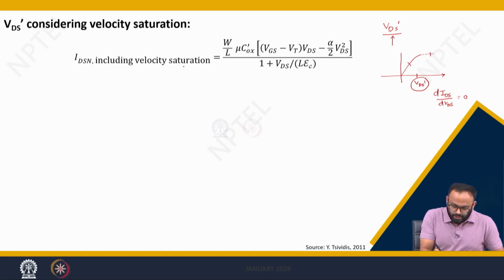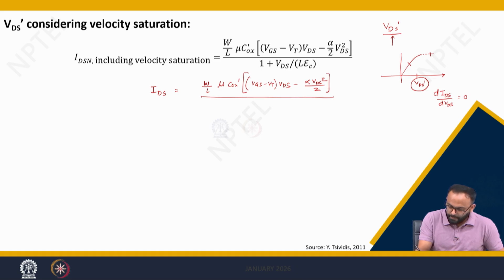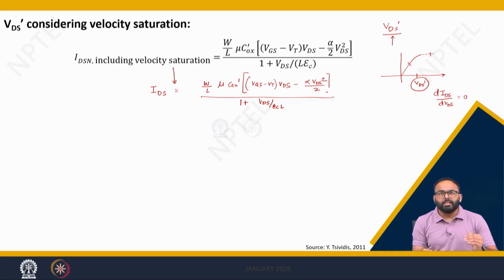So, we will do the same thing here, and this is the current equation, which can be given by W divided by L mu into Cox dash into Vgs minus Vt into Vds minus alpha Vds square divided by 2, divided by 1 plus Vds divided by Ec into L. So, this is the current equation when the velocity saturation phenomenon is included.